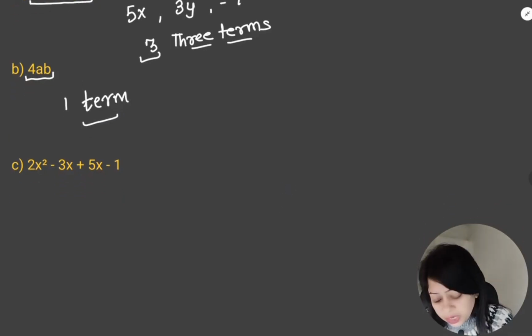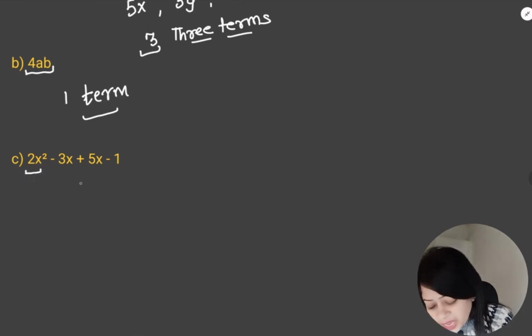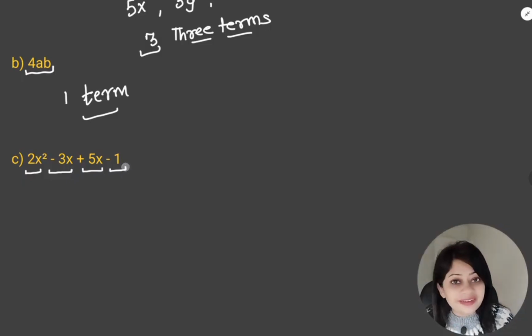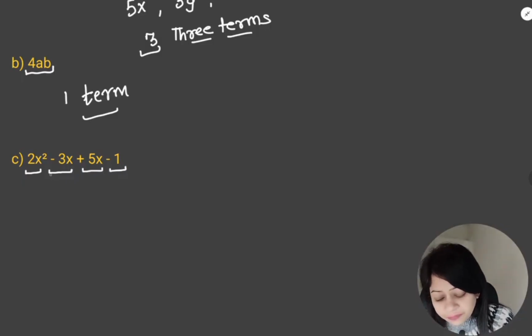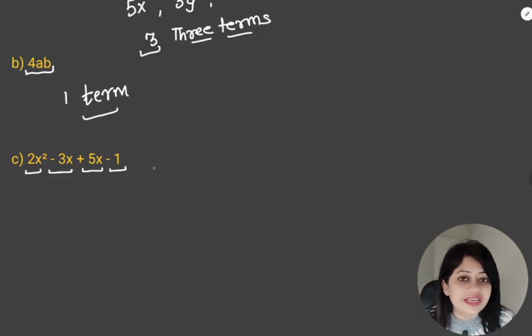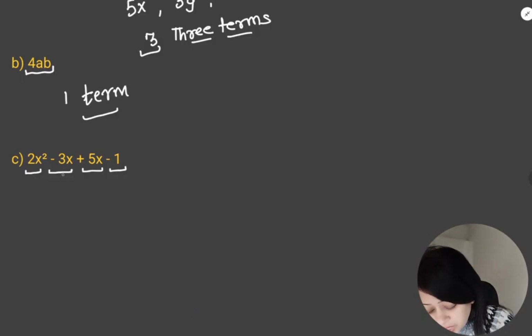Now here you see, okay, what do we have? 2x square. We have minus 3x plus 5x minus 1, right? This is a little bit tricky. You will not say this is 1, 2, 3, 4, we have 4 terms. You will not say that. Why? Because we can see these two terms, 3x and 5x, are like terms.